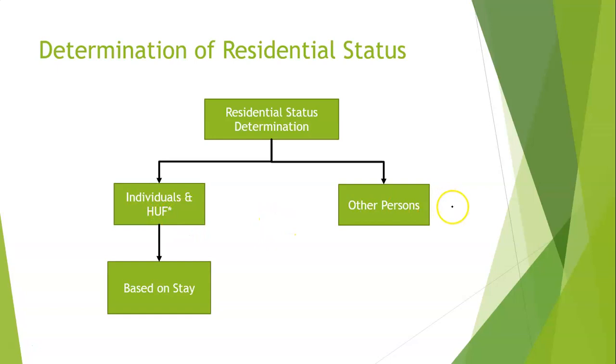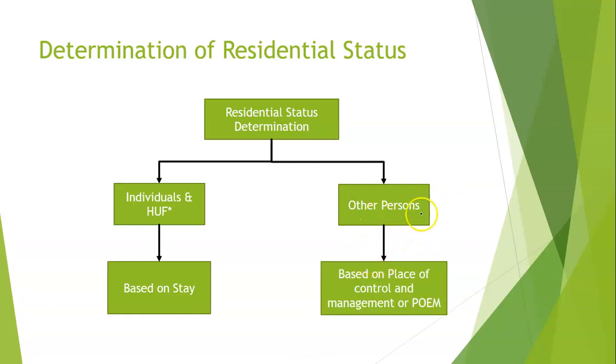Alright. For all the other assessees like firms, AOP, BOI, company, etc., the residential status is determined based on a particular place. That is a place of control and management. Or for companies, it's called the place of effective management, POEM in short. Alright, it's nothing but the place from where a company or the assessee is managed as a whole single unit. So it's based on that place we determine the residential status of all the other assessees.